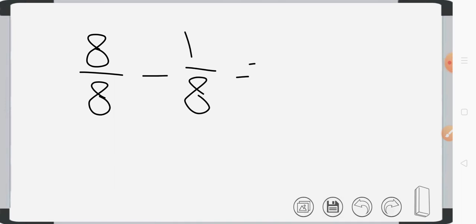Another example. 8/8 minus 1/8 equals. The two fractions have the same denominators, so we subtract the two numbers on the top and keep the denominator 8. 8 minus 1 equals 7.